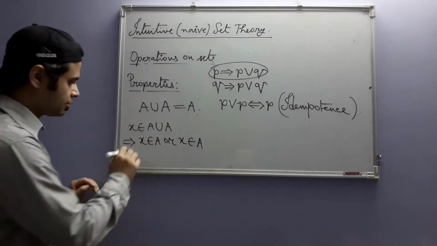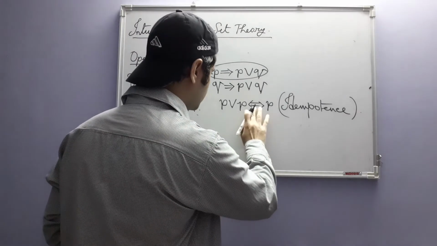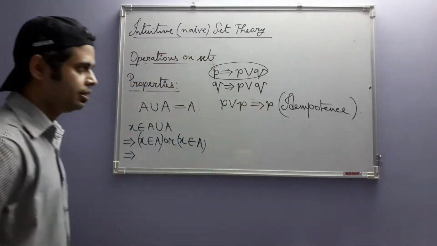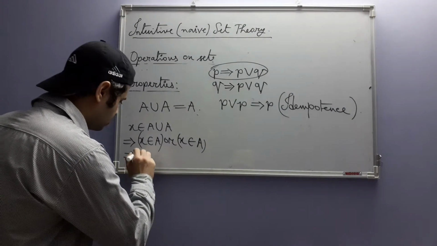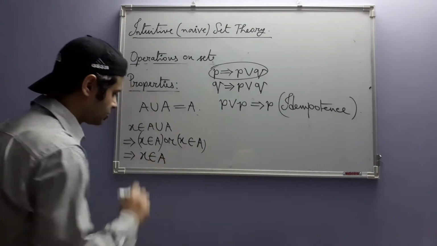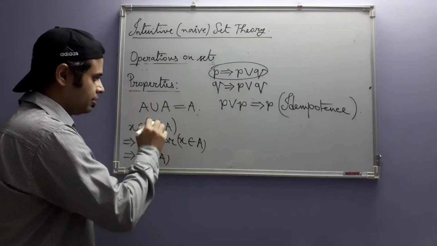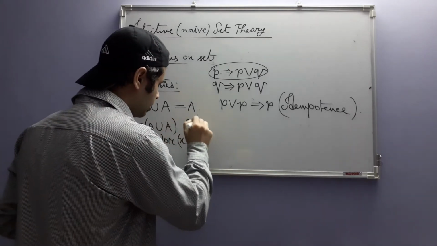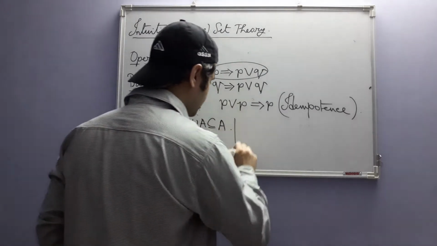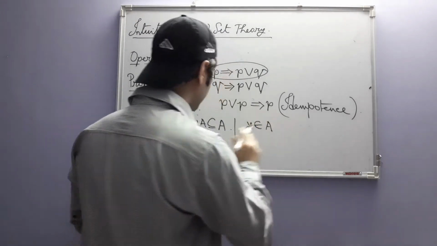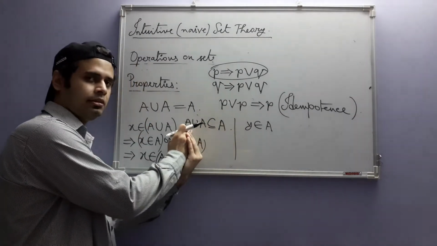So here this is our P, this is our again P. Now we are going to use one half of this double implication, that is ordinary implication. So I can just simply write x belongs to A. So I have shown that any element in A union A is in A. So that means A union A is a subset of A. Similarly, now I have to show the opposite containment. I have to show that any element here is in this set.